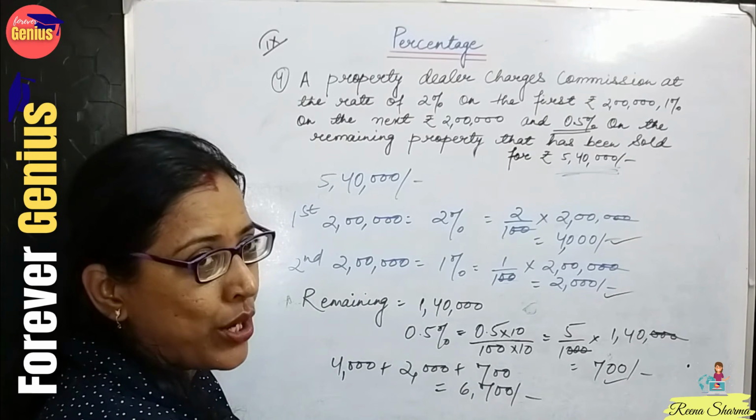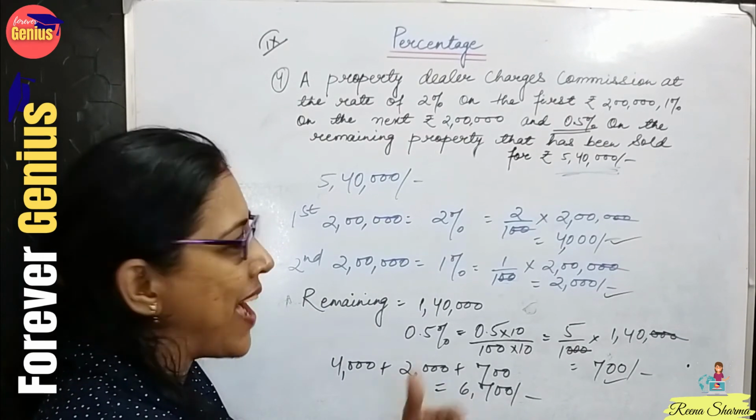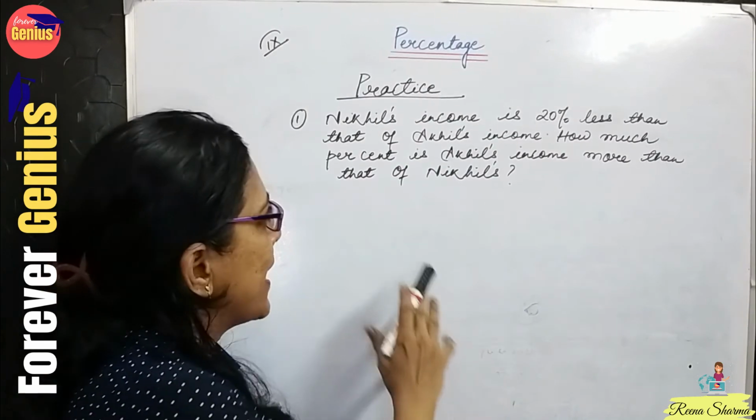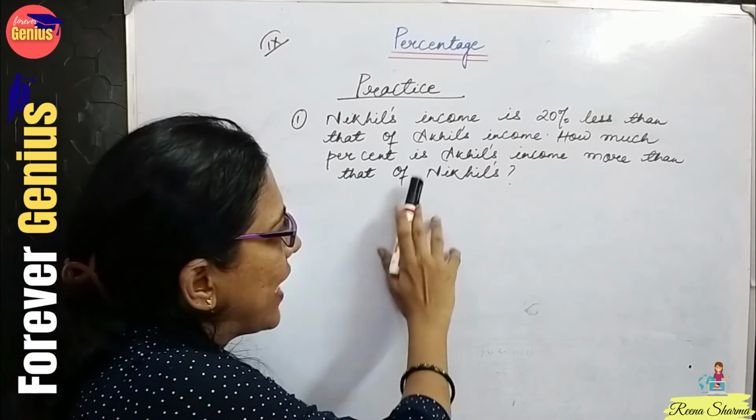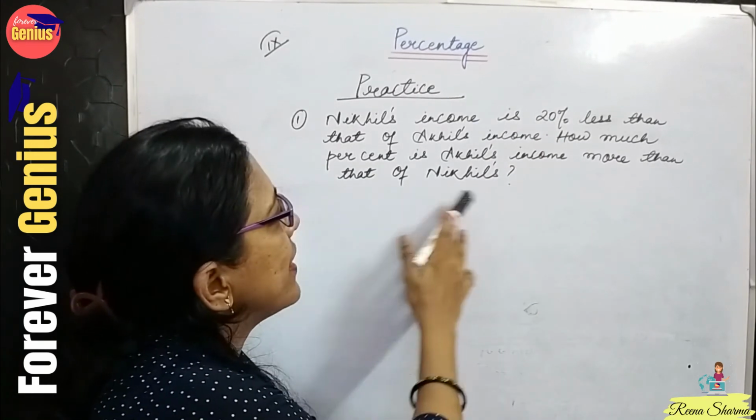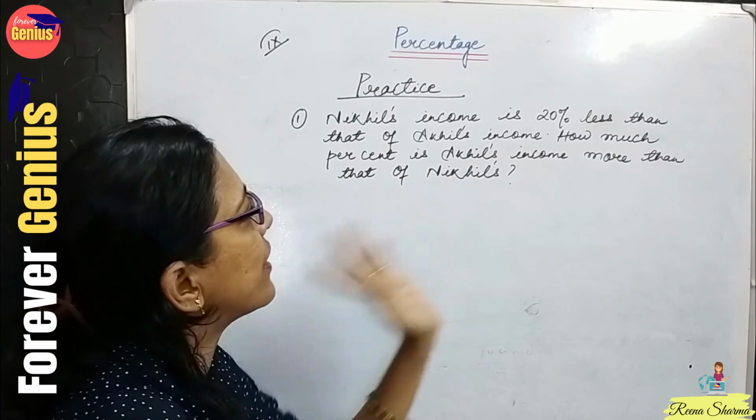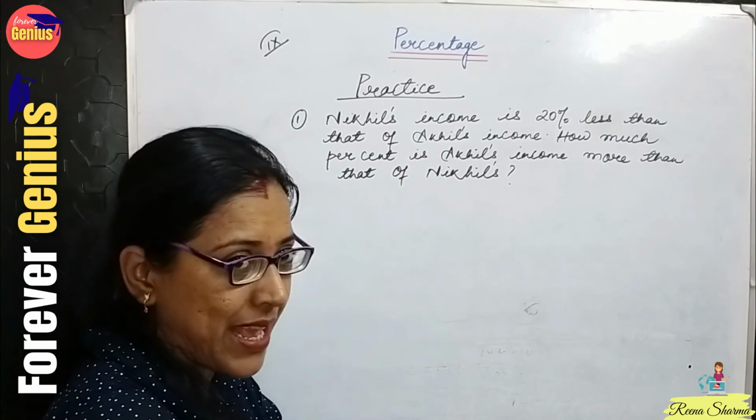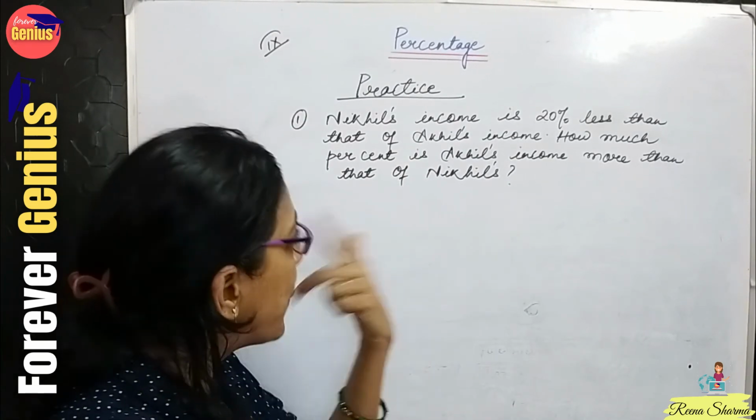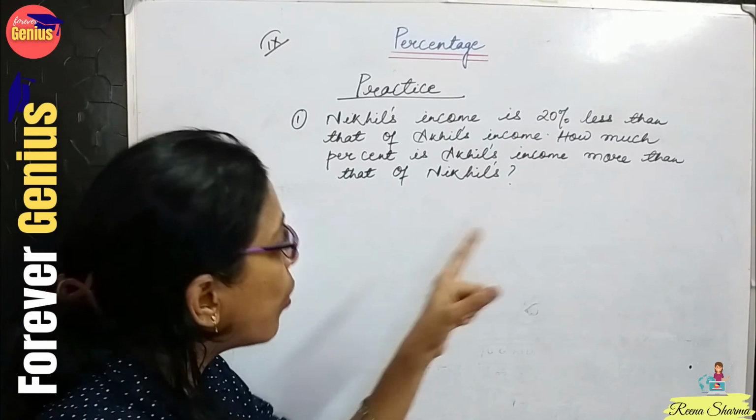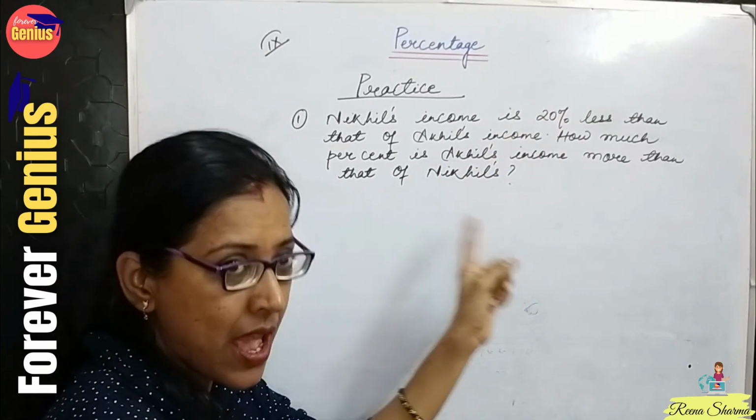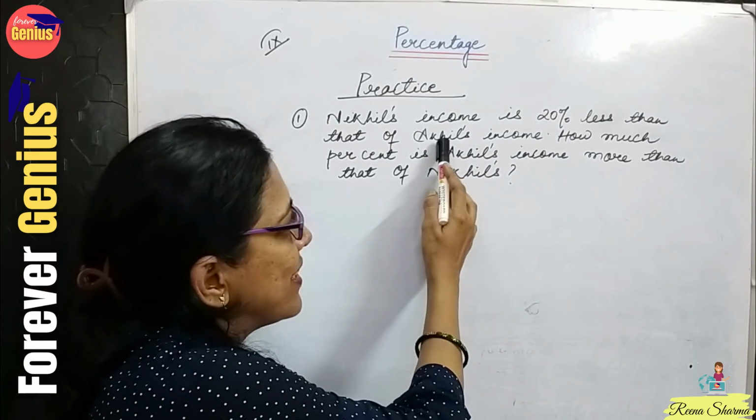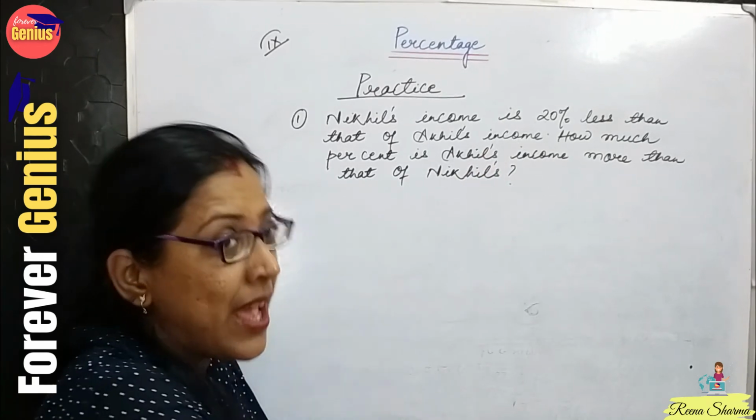Now, one more question for practice as I generally do, so that you can test yourself. So let's see the question. See, Nikhil's income is 20% less than that of Akhil's income. How much percent is Akhil's income more than that of Nikhil's? So here I come to know from the question that Akhil's income is more and Nikhil's income is less. So what is the percentage by which Akhil's income is more than Nikhil's, because it is 20% less? How are we supposed to calculate? So think how to do it. It will be a twist. Take his income as 100 and then do.